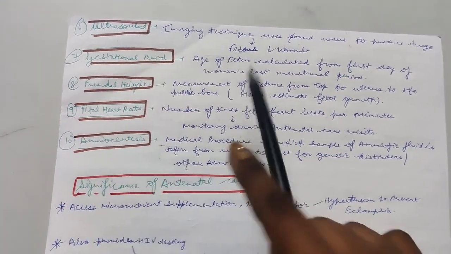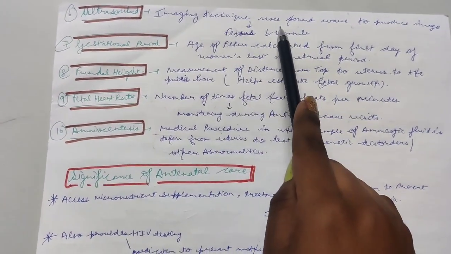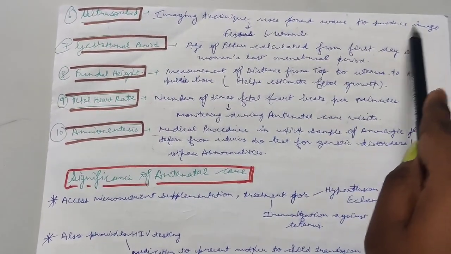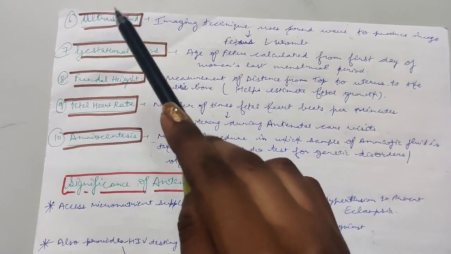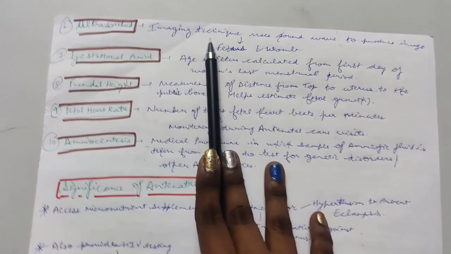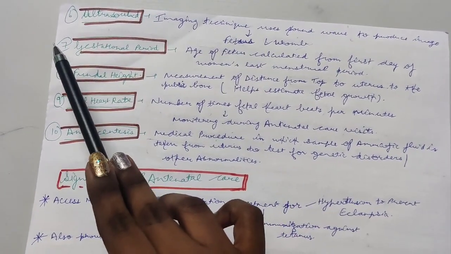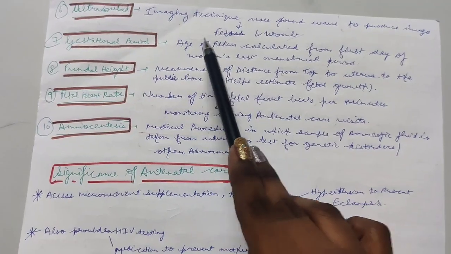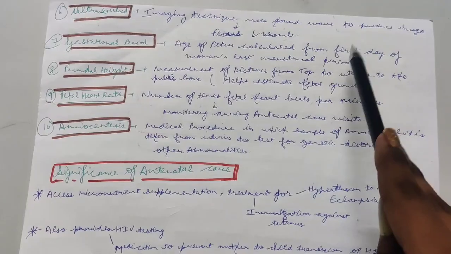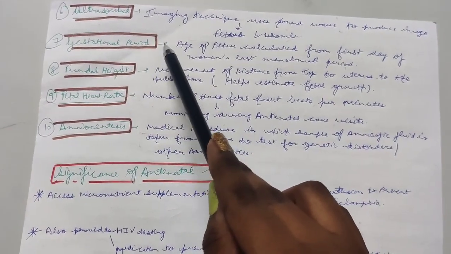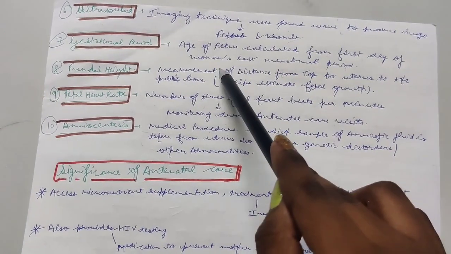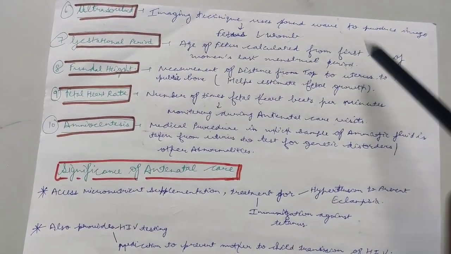Sixth, ultrasound. It is the imaging technique used with the help of sound waves to produce an image of the fetus and womb. Ultrasound provides the image of the fetus and the womb of the baby inside the mother's body. Seventh, gestational period. Age of the fetus calculated from the first day of the woman's last menstrual period. Gestational period is the calculation of the fetus's age from the day of the woman's last menstrual period to the end of the pregnancy.